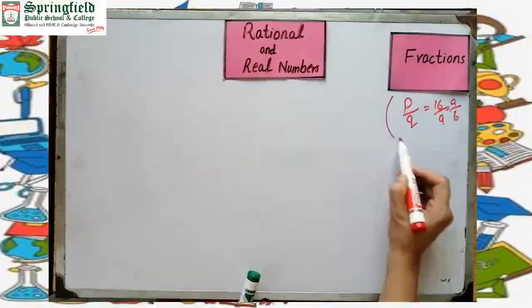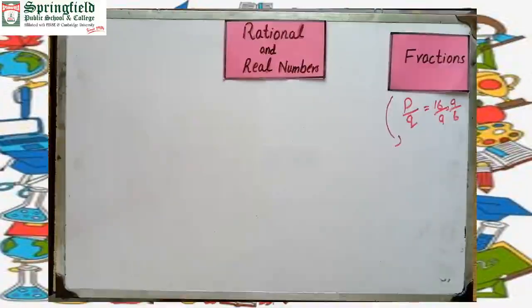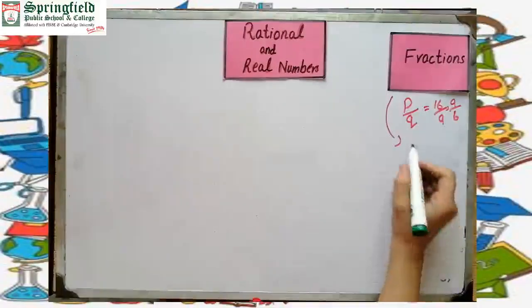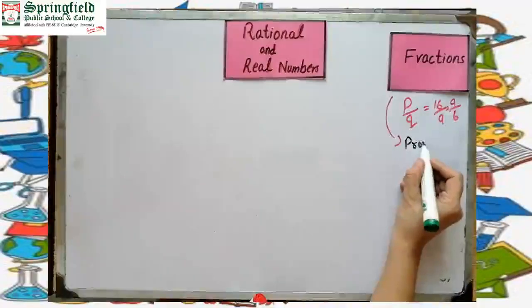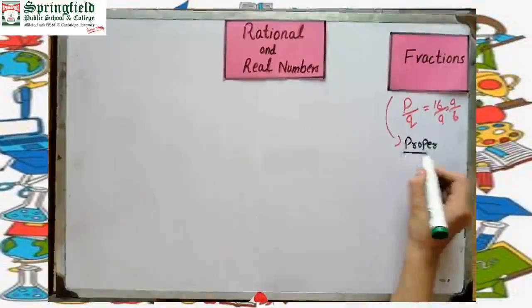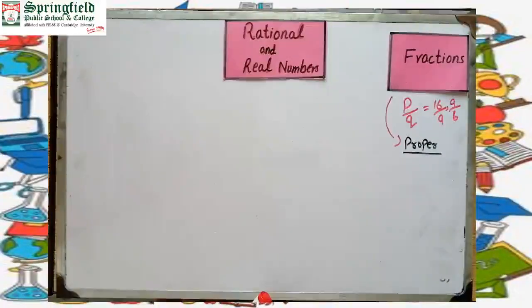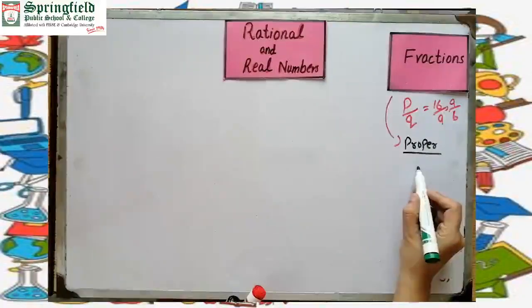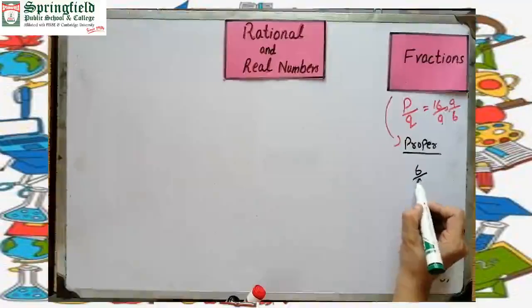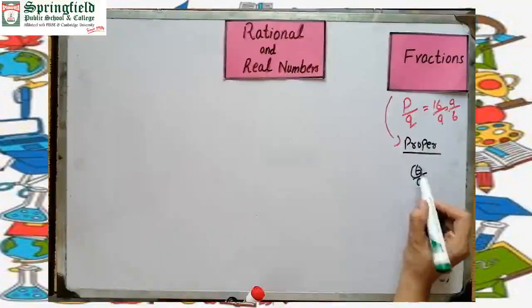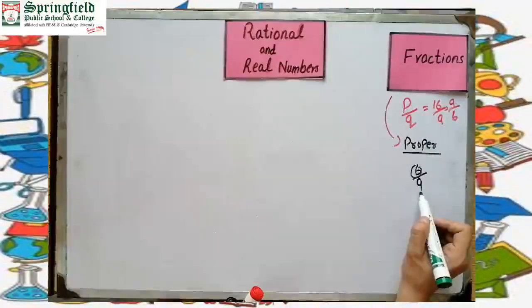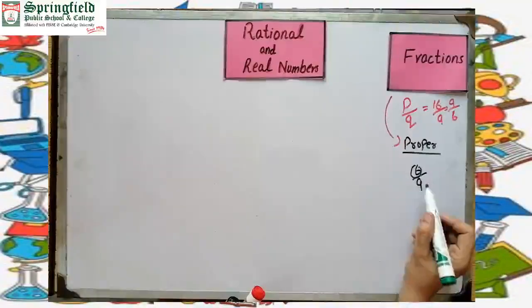We also learned there are three types. The first one is the proper fraction, a fraction in which the numerator is less than the denominator. Let a number be 6 by 9. Here the numerator is less than the denominator, so 6 by 9 is called a proper fraction.